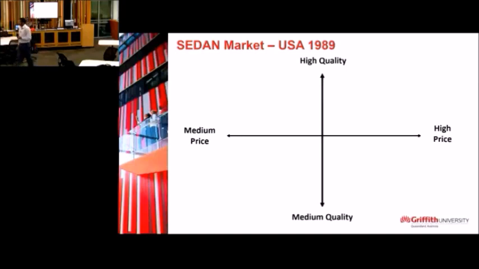Now, I need your help on this. Emma, could you please tell some examples for these quadrants here? For example, high quality, high price cars. Not Ferrari, because it's not a sedan. Yeah, BMW, thank you. BMW, yes.